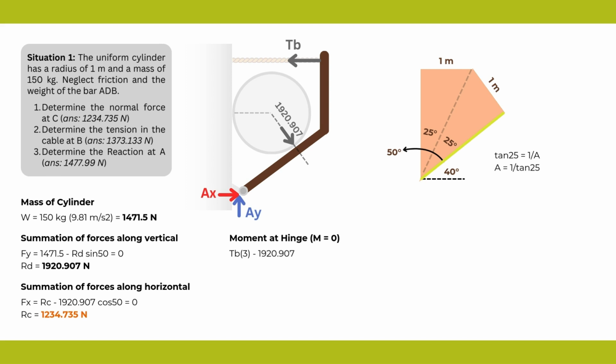So now na may distance na tayo, multiply lang natin to sa force at D para makuha yung moment. Then equate natin tong summation ng moments equal to 0. Solving for TB, we will get 1,373.133 newtons.